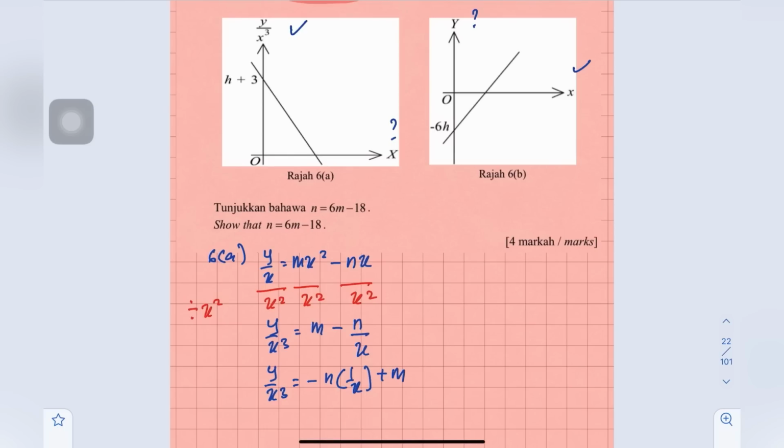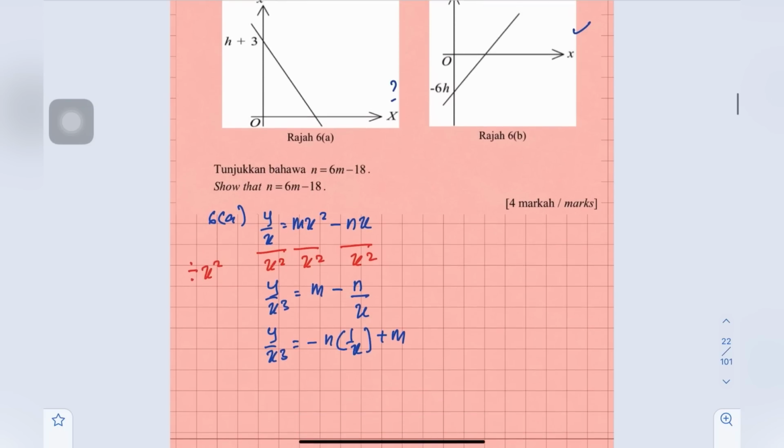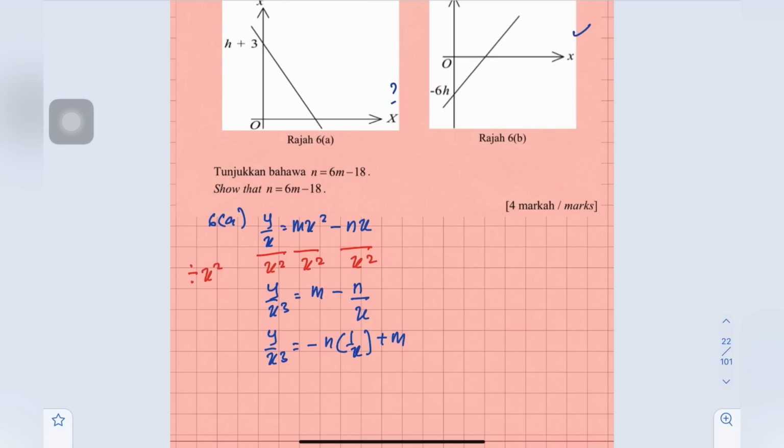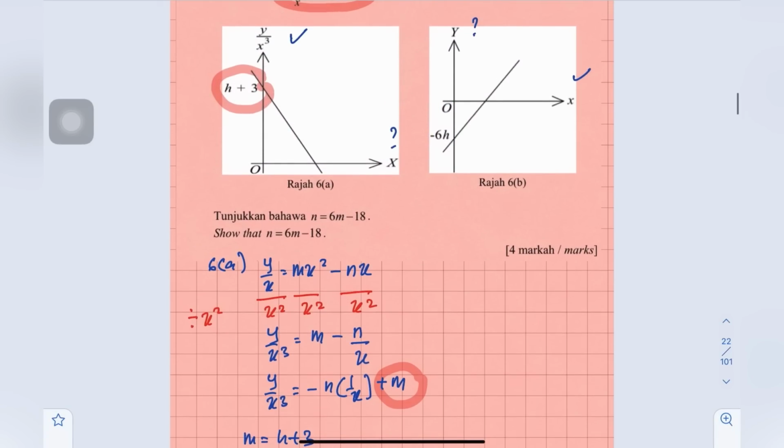Then from the diagram, the c intercept equals h plus 3, so m equals h plus 3. We leave that for now. But for the second graph, graph 6b, again from the equation y over x equals mx squared minus nx.